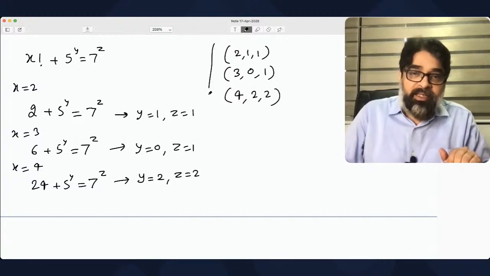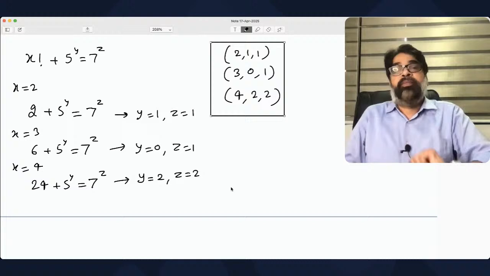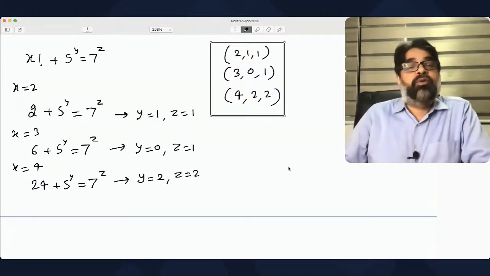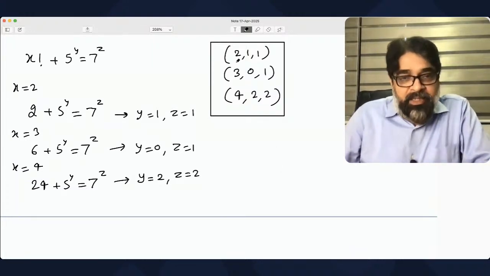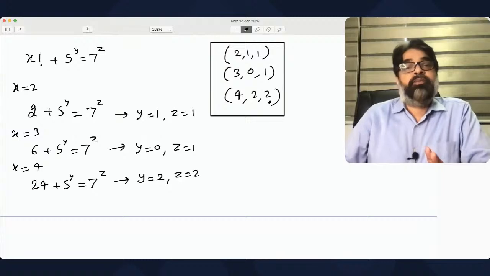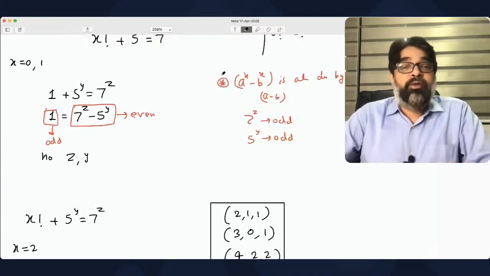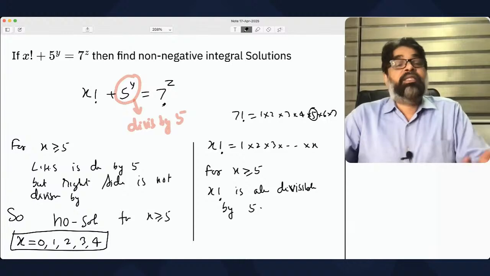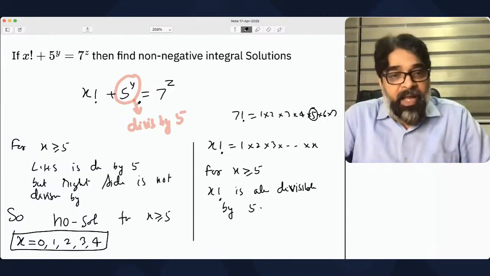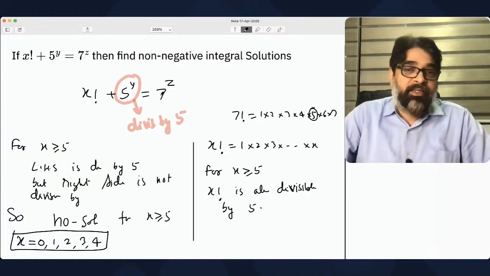So the final answer: only these 3 sets of solutions are there. x equal to 2, y equal to 1, z equal to 1. x equal to 3, y equal to 0, z equal to 1. Or x equal to 4, z equal to 2, y equal to 2. So this kind of question we do by using the boundary method. We create a boundary, and in that boundary we put the values and get the answers.